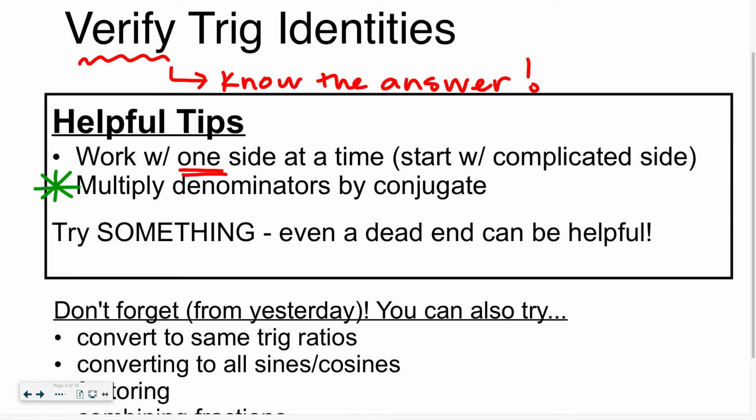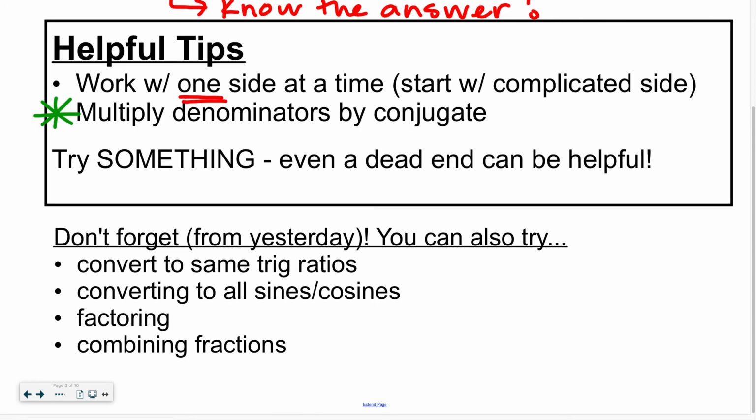And then lastly, don't forget the same tips from yesterday still apply to verifying trig identities as they do to simplifying. So converting all to the same trig, converting all to sines and cosines, doing some factoring, and make sure before you leave today that you've taken the time to either get 21 down in your homework or in your notes, because that's a tough one for a lot of people to see that factoring there. So I'm glad we talked about that. And then, of course, combining fractions by multiplying or adding. So we'll do one together, and I'm going to demonstrate this new tip, multiply by the conjugate.